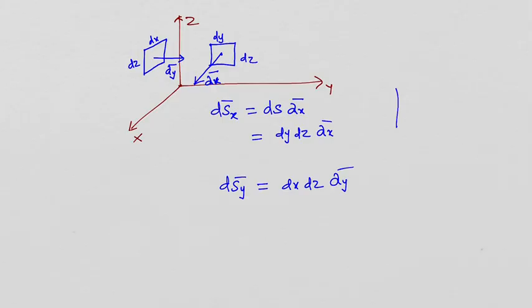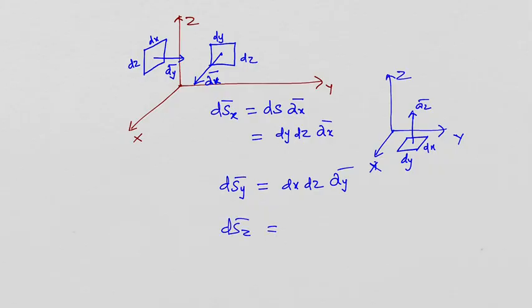Similarly, I can guess what this is. Yes, the surface area available here: this is x, this is y and this is z. So obviously the side lengths will be dx and dy, but the vector perpendicular to it is actually the az vector. So you can simply understand that this is equal to ds_z, which is equal to dx dy, and it is perpendicular to az. Okay, az vector.